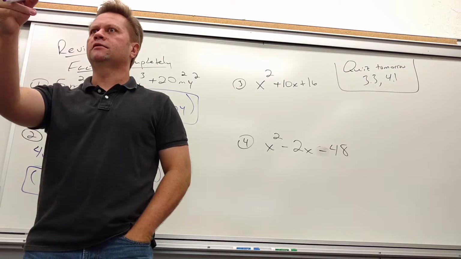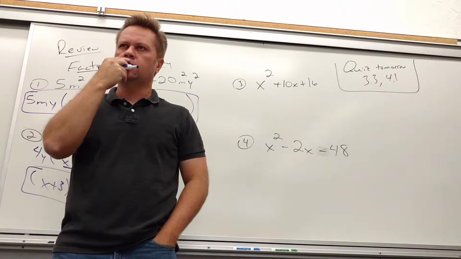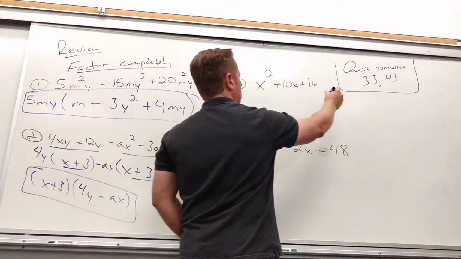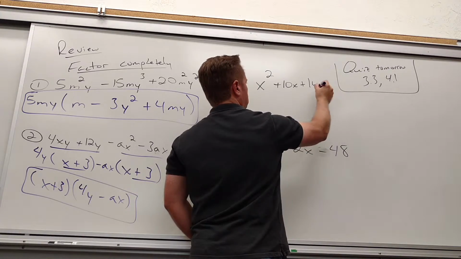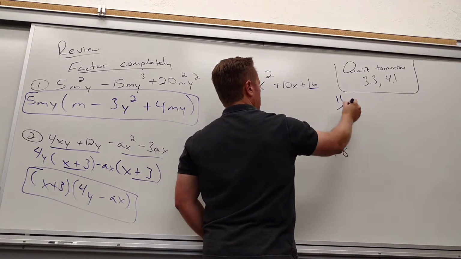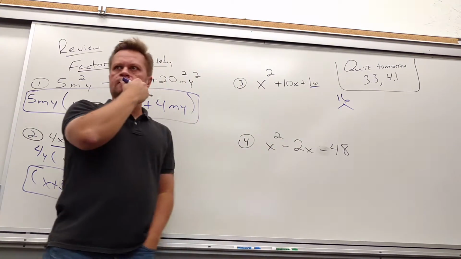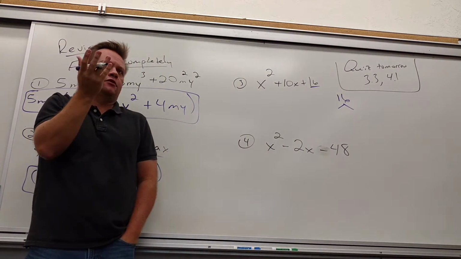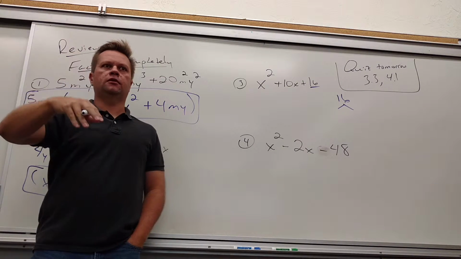I hear something. Yes? It's what multiplies to get the first and last term, but adds to get the middle term. I like it. So you can start thinking about factors of 16 like 4 and 4, but they add to be 8. So they're no good.